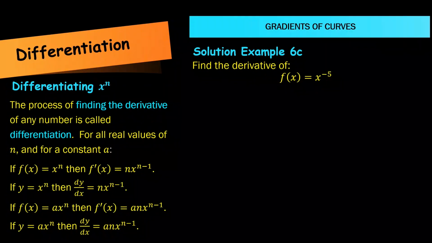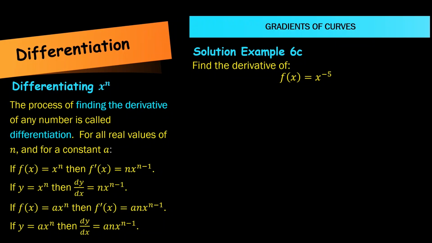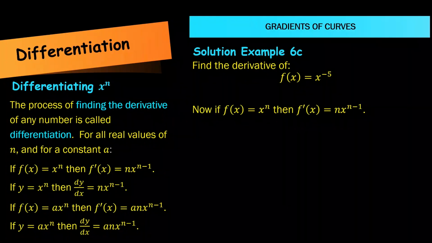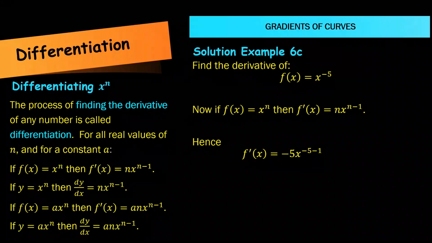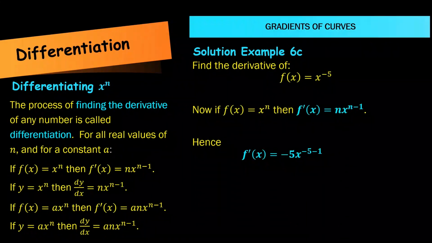Now we're required to find the derivative of x to the power minus 5. Again, the rule doesn't change. We simply apply the same formula because we're doing x to the power n. So the derivative, of course, is again n times x to the power n minus 1. And plugging in n equals -5 gives us -5x to the -6.